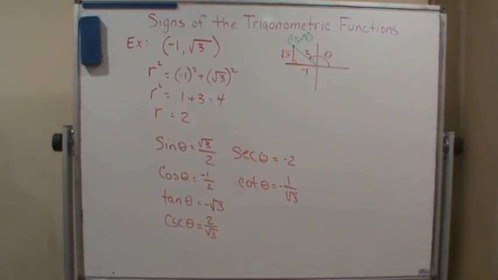Now again, these are the exact answers, but if you're asked to estimate to 4 decimal places or 4 significant digits, then you could easily do that. Okay? And that's it.